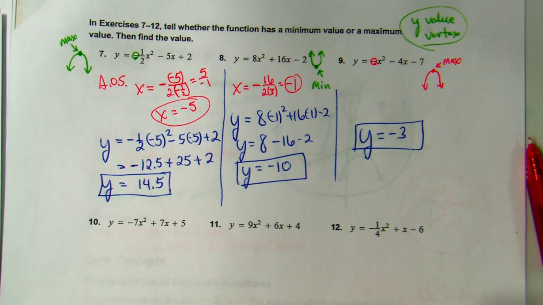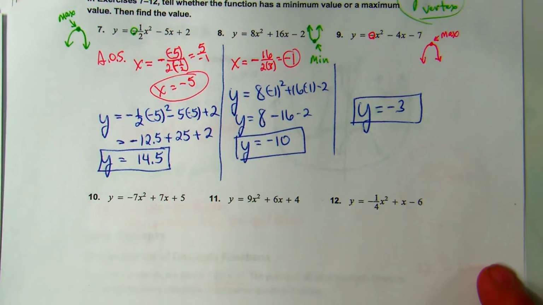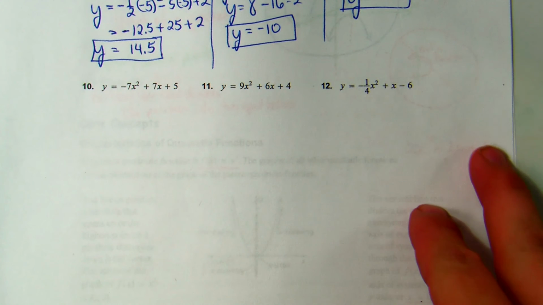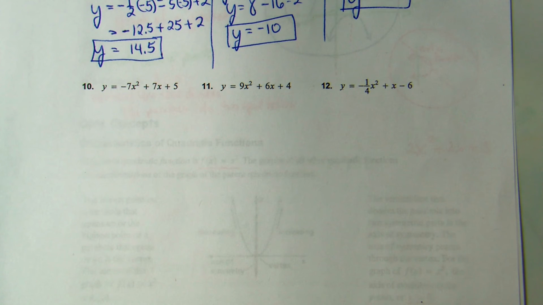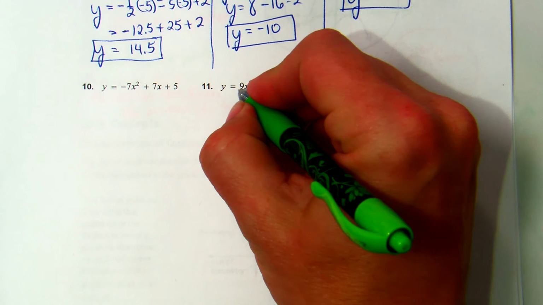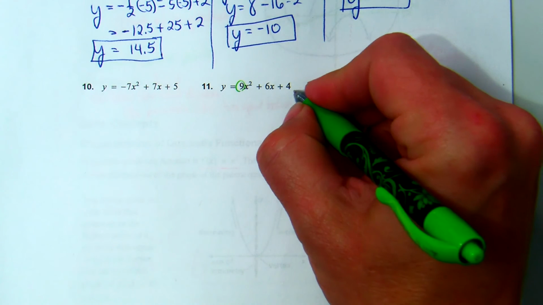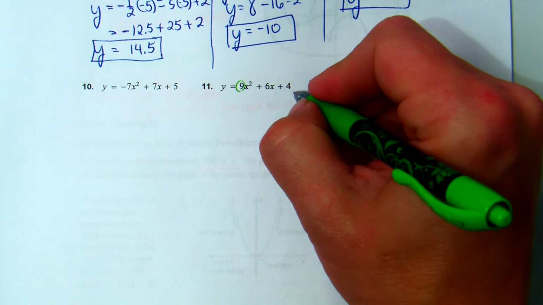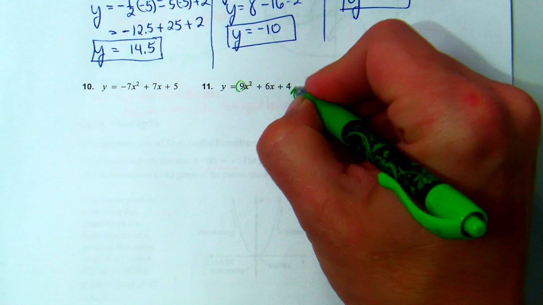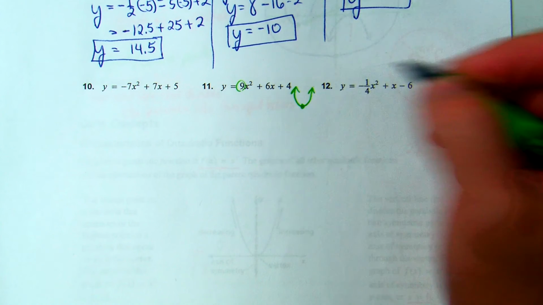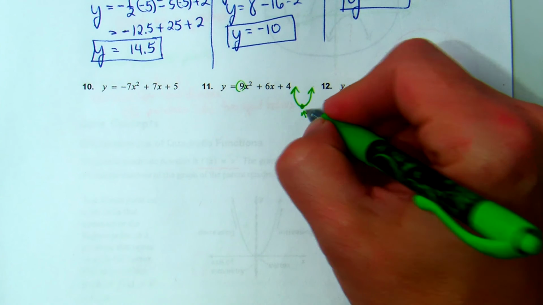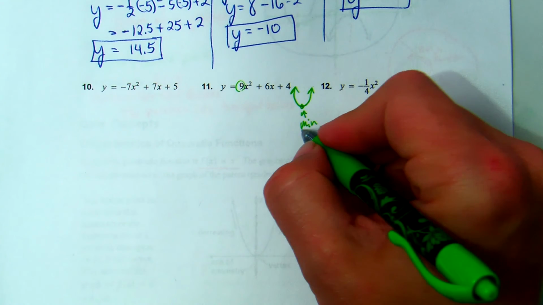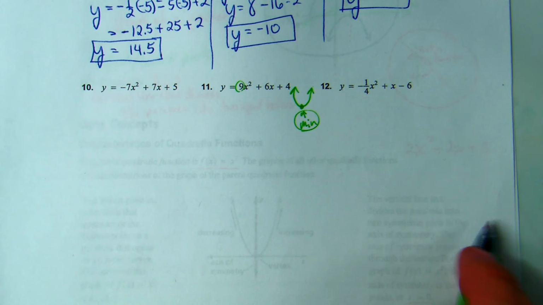Let's do number 11 here. On number 11, again, is this positive or negative? It's positive, and so we know that this graph is going to open up or down. It's going to open up. So is this a min or a max? This is going to be a min. Okay, so we know that's going to be a minimum.